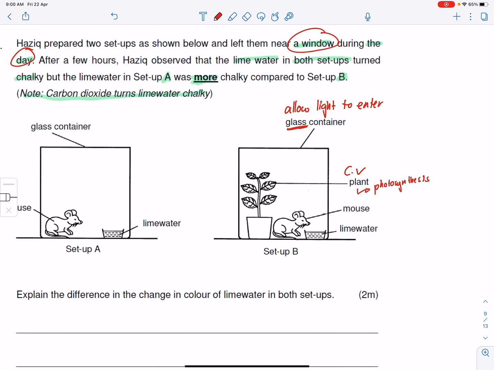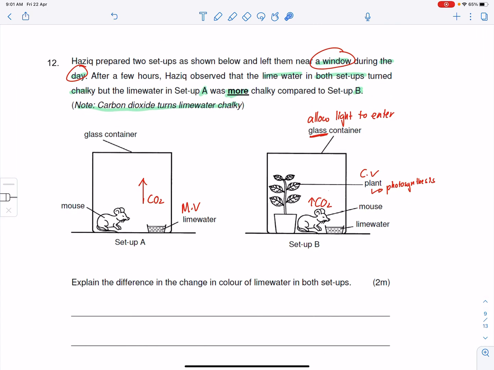So what is your measured variable? Your measured variable would be the chalkiness of your lime water. We know from the passage that A was more chalky. Because it is more chalky, we know that there is a higher amount of carbon dioxide, CO2, as compared to your setup B. Now I'm using a smaller arrow to denote that this is actually lesser. So let's talk about it.